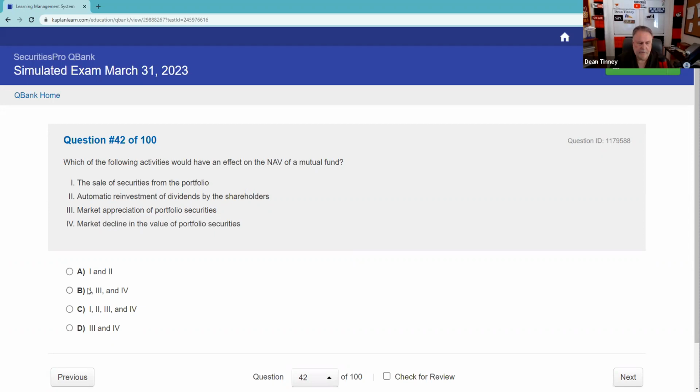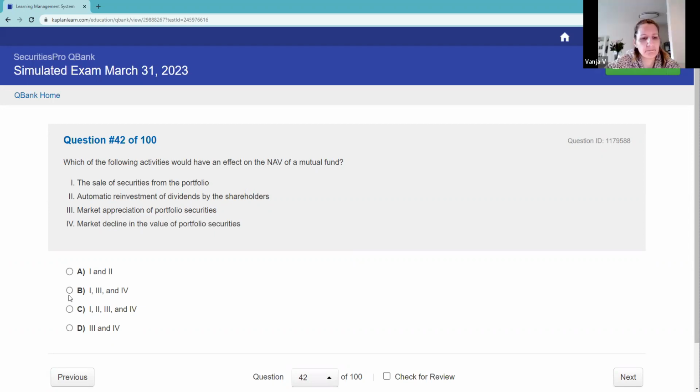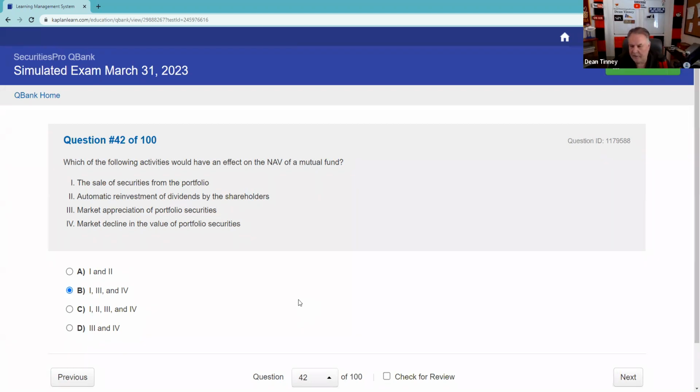B as in boy or D as in dog? B as in boy, sorry. Yeah, you got it wrong. It's 3 and 4 only. Well, 1 is a wash, right? Because they're just going to have an asset called cash instead of an asset of the security. So the thing that makes it go up and down is the value of the portfolio. So 3 and 4.